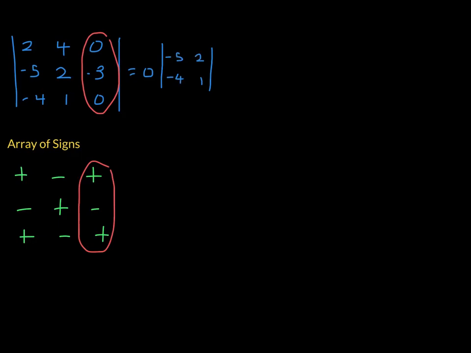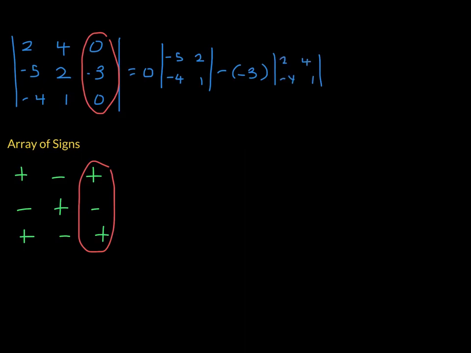According to the array of signs, we will be subtracting the next value. Ooh, watch your signs. Subtracting by the array of signs, right? By this sign here. And now we'll be talking about -3 times the 2 by 2 matrix found by eliminating the row and the column containing -3. So it'll be 2, 4, and then -4, 1. Okay?